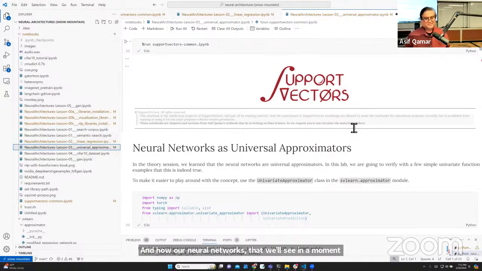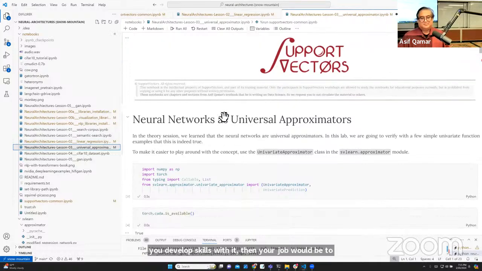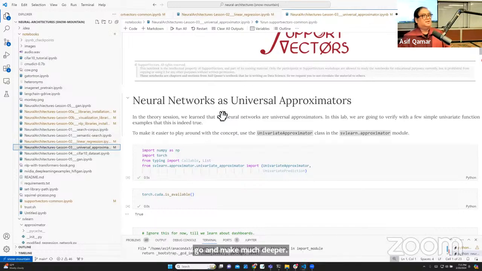And today, the way we'll proceed is we'll do a little bit of theory, but a lot of lab. Are you together? We'll see things in action, or we'll see things in code. The language of choice here is Python. We will do it in Python. Now, if you're not very familiar with Python, do not worry. What I have done, in order to make it easier to get started, is made most of the things into a pre-built library. So you just have to call one or two lines on it. And as you develop skills with it, your job would be to go and make much deeper modifications and extensions to the code and do the lab. But the first one will be very simple.